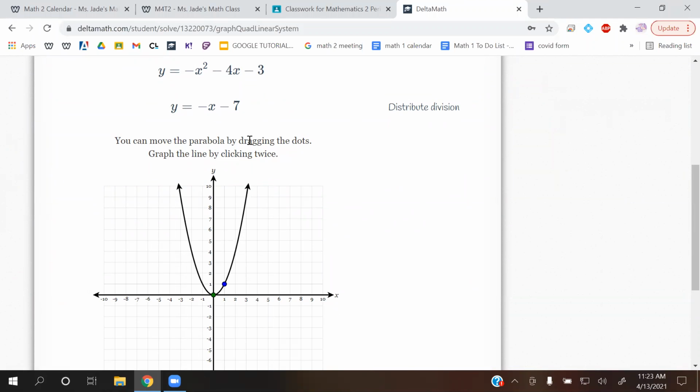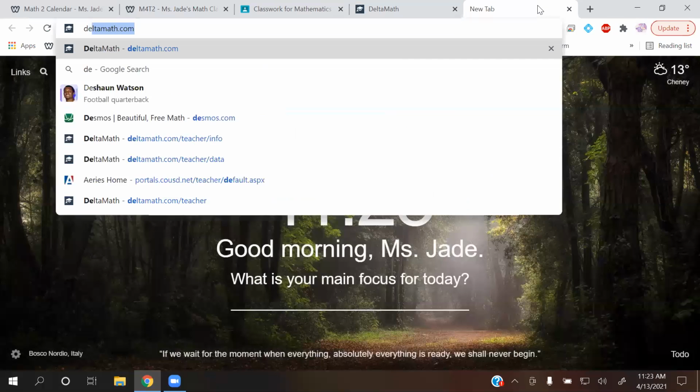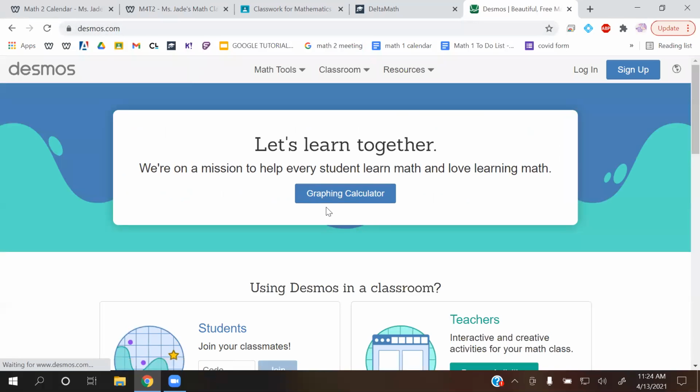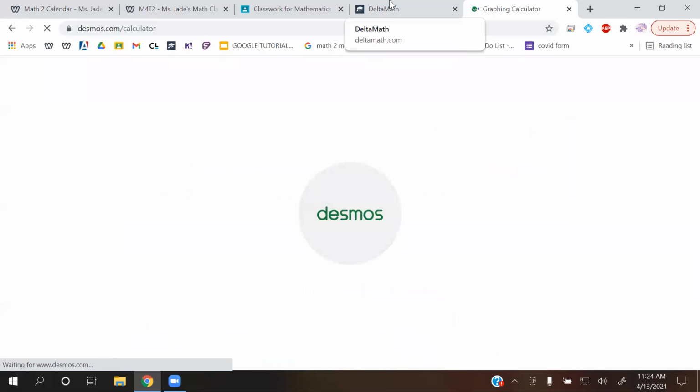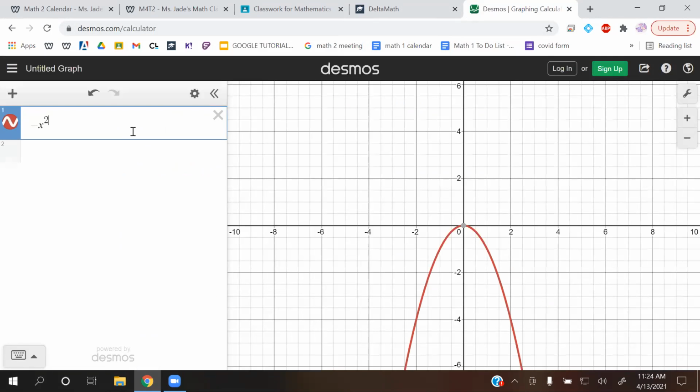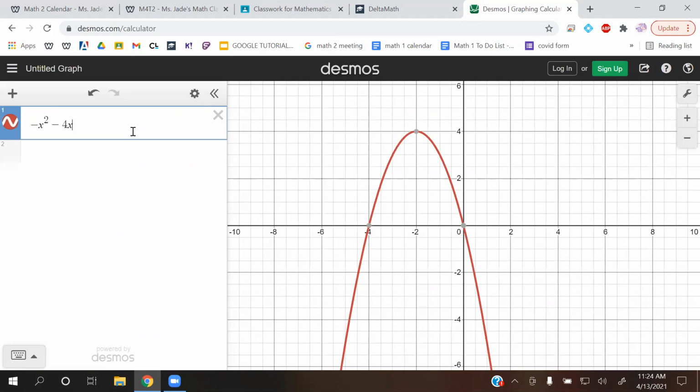So in order to do this one, it would be easiest to literally type this equation into Desmos.com. So you go to desmos.com and then you click graphing calculator, which is this button right in the middle in the center. And then negative x squared minus 4x minus 3.